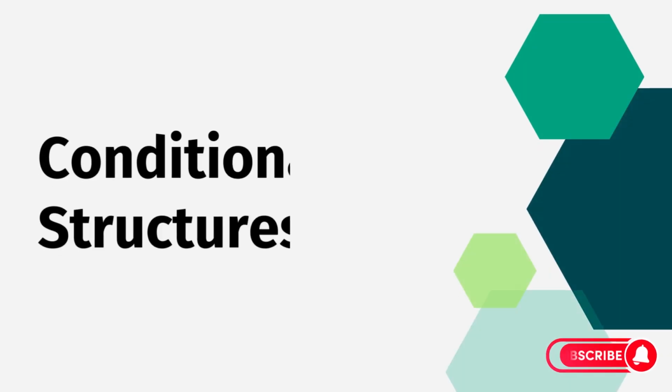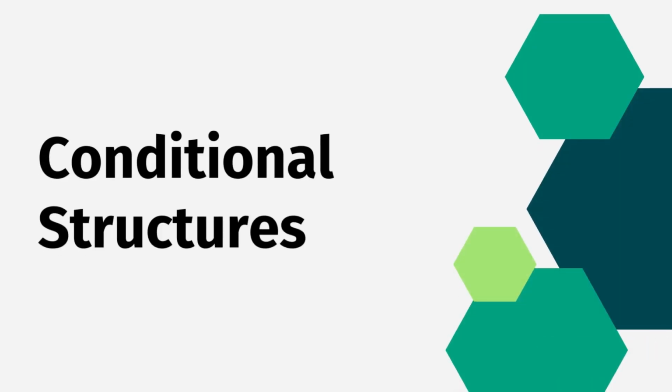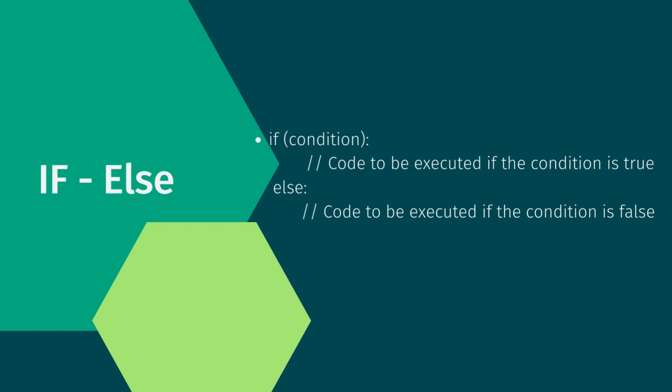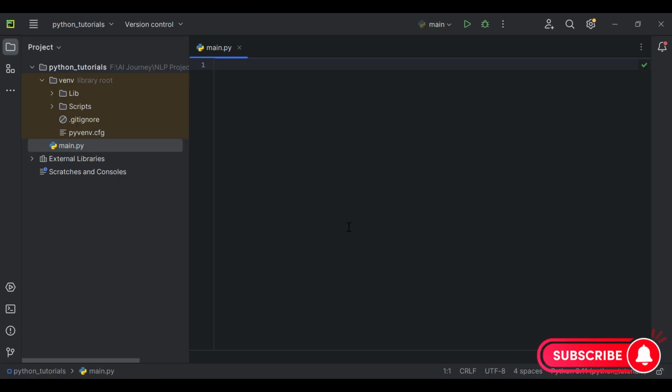In programming, conditional structures are used to make decisions based on certain conditions. These structures allow the program to execute different sets of instructions depending on whether a given condition is true or false. In Python, the if-else statement is used to perform different actions based on a condition. It allows you to execute one block of code if the condition is true, and another block of code if the condition is false. So let's jump into the coding example.